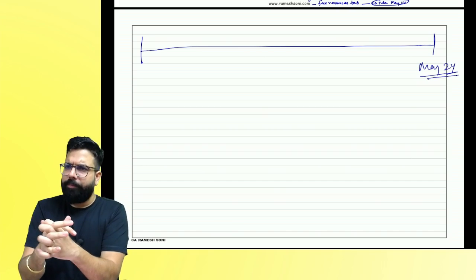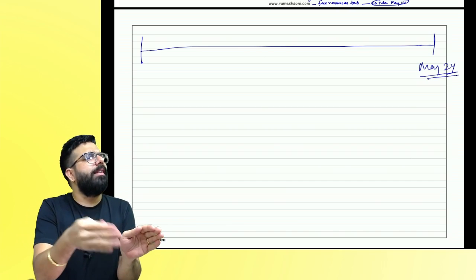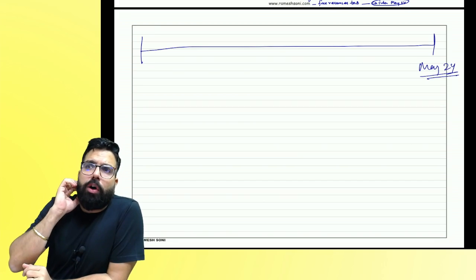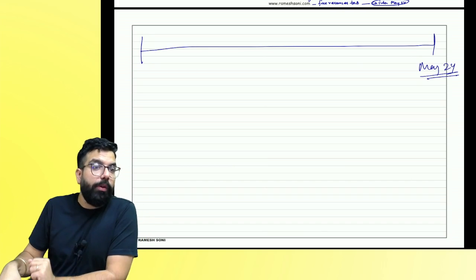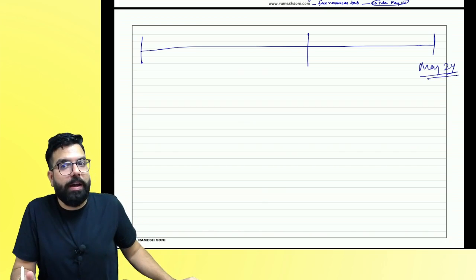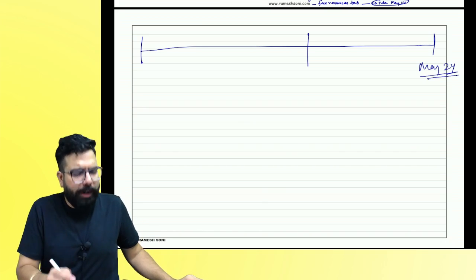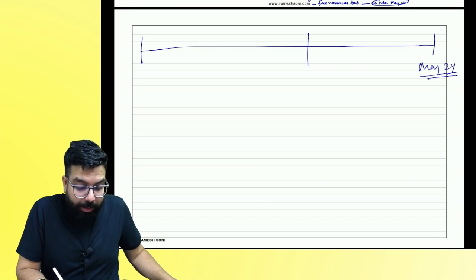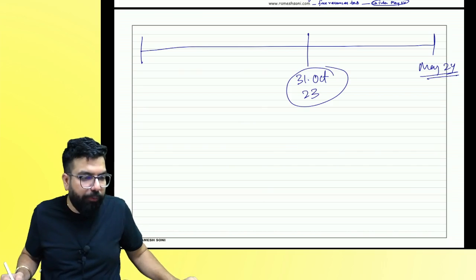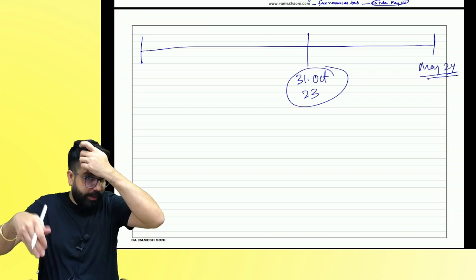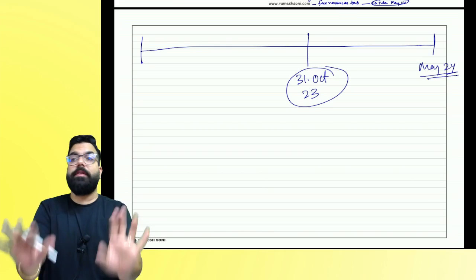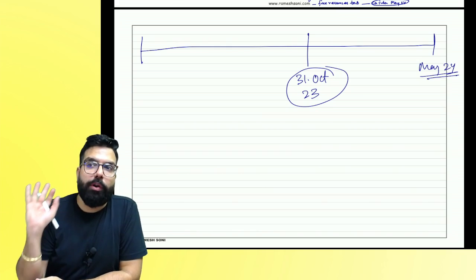And law keeps changing. There will always be changes which keep coming. Now, for your May 24 exam, all the changes which happen 6 months prior. Can you tell me what 6 months prior means? Exactly till 31st of October 2023. Whatever changes come till October 2023 will be applicable for you guys.